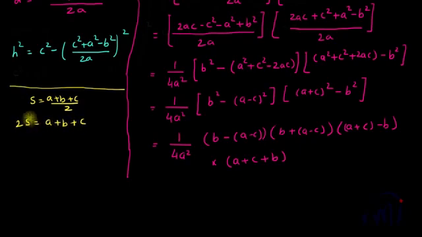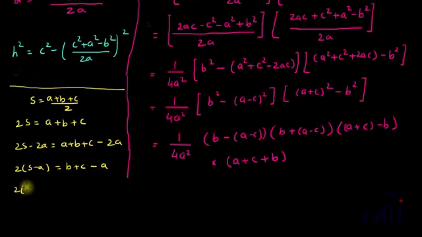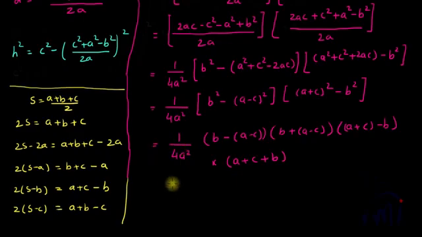And from here, if I subtract 2a from both the sides, 2s minus 2a can be written as a plus b plus c minus 2a, or you can write 2 multiplied by (s minus a) equal to b plus c minus a. And similarly, 2 multiplied by (s minus b) can be written as a plus c minus b, and 2 multiplied by (s minus c) can be written as a plus b minus c. So all these terms are actually going to come in these forms.